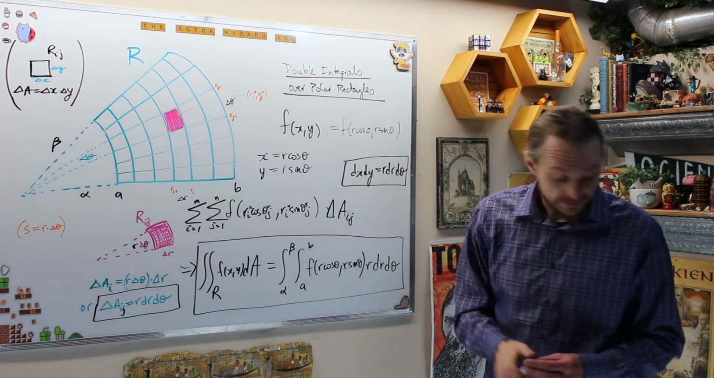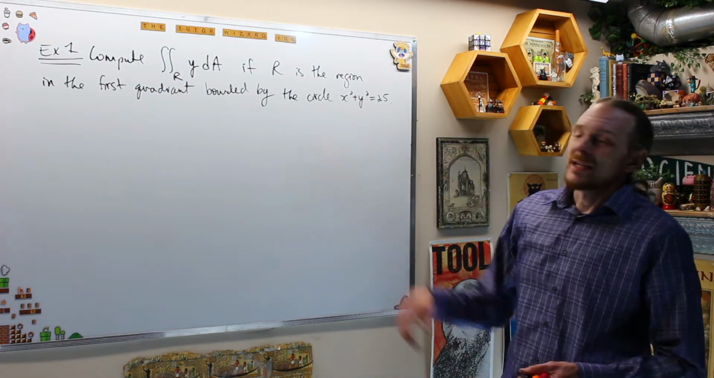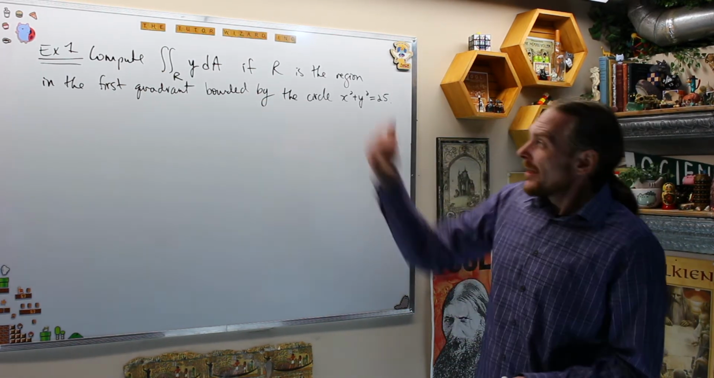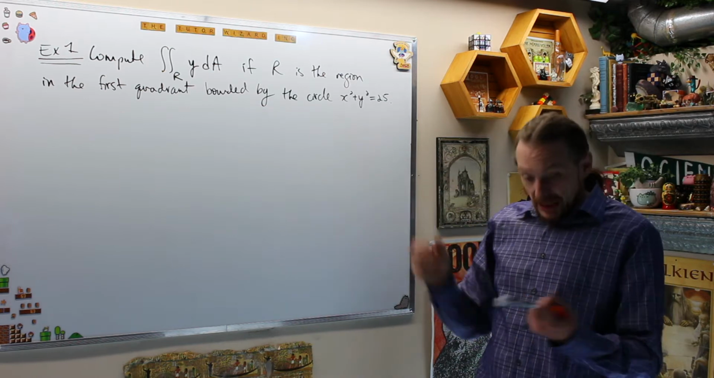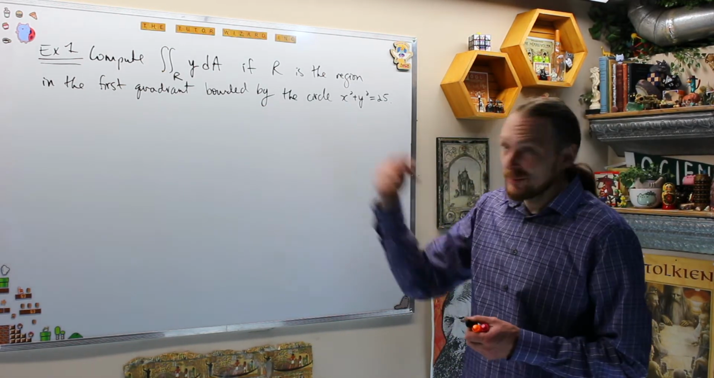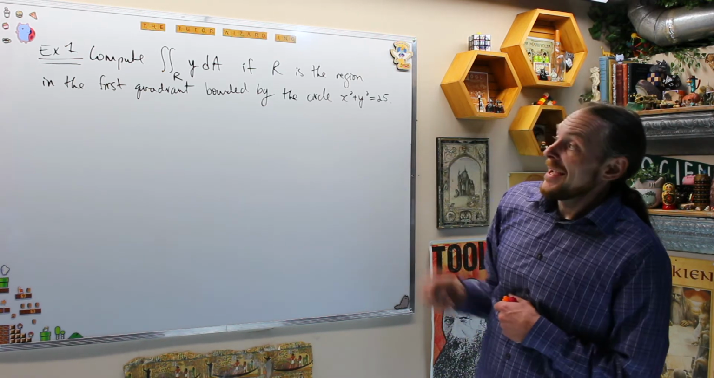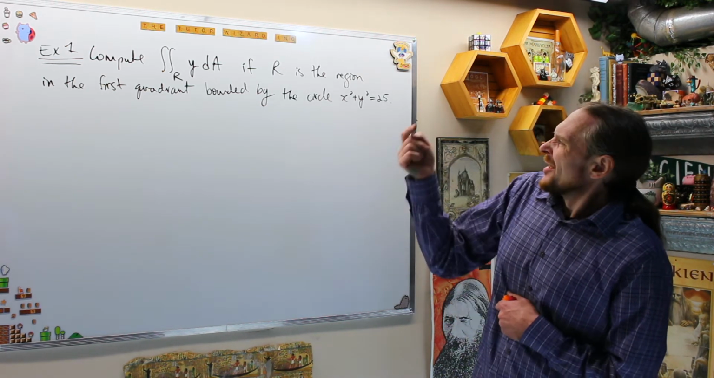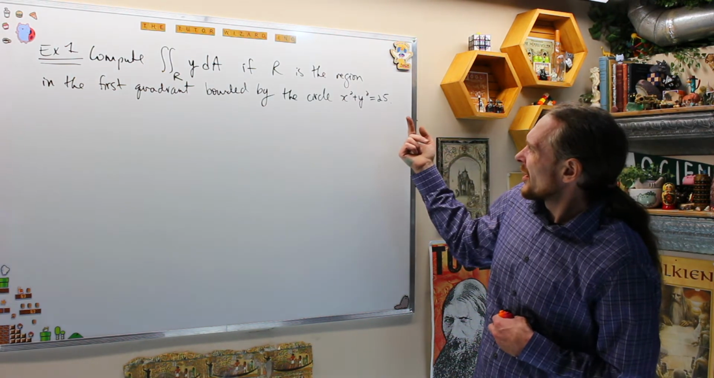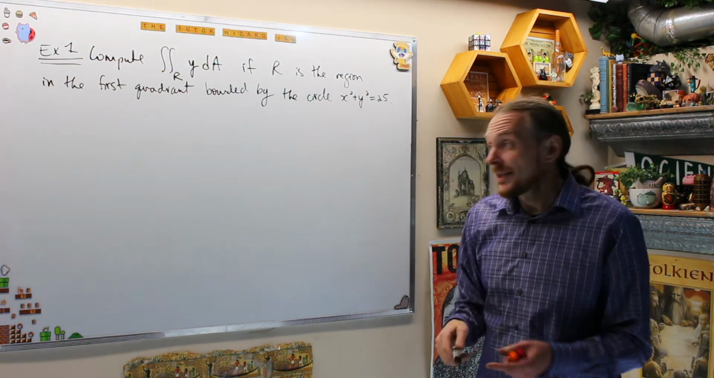Let's do an example. Example 1: compute the double integral over this region R of y dA, where R is, now we're going to change it. Now we don't have to worry about just type 1 and type 2 integrals. We can worry about polar coordinates. And it says we have the region bounded in the first quadrant by the circle x squared plus y squared equals 25. So let's draw an idea of what that's going to look like.